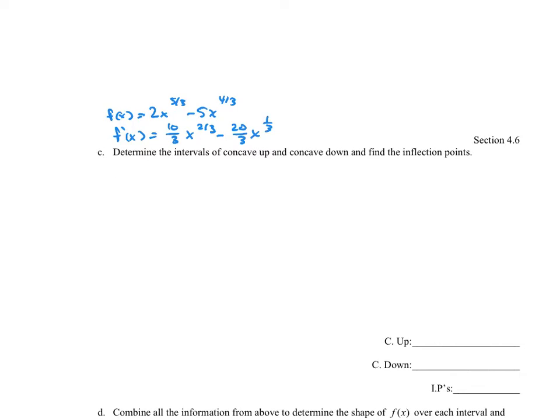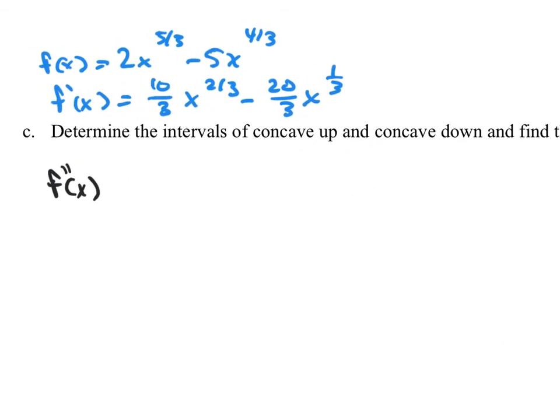So that's going to help me find the second derivative, which is what we need to look at to find intervals of concavity. So the second derivative, if I did 10/3 times the derivative of x to the 2/3, that would be 10/3 times 2/3, which would be 20/9 x to the, well, 2/3 minus 1 would be negative 1/3. And then I'd have minus, well, it would be 20/3 times 1/3, which again would be 20/9, x to the, well, 1/3 minus 1 would be negative 2/3. Well, that's a dang mess, but we should be able to handle it.